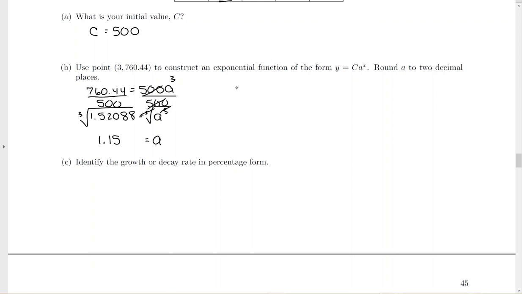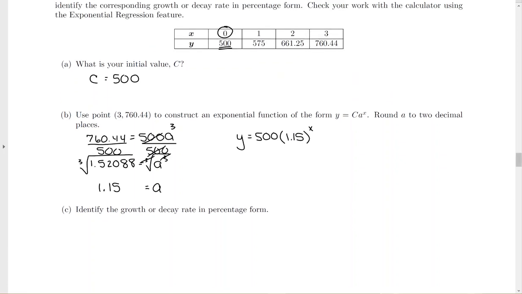So my equation is y equals, the c was 500, the a 1.15 raised to the x power. And again, you can go back, type in these values into your calculator and double check to see that you get really close to these two values when you calculate it with your calculator.